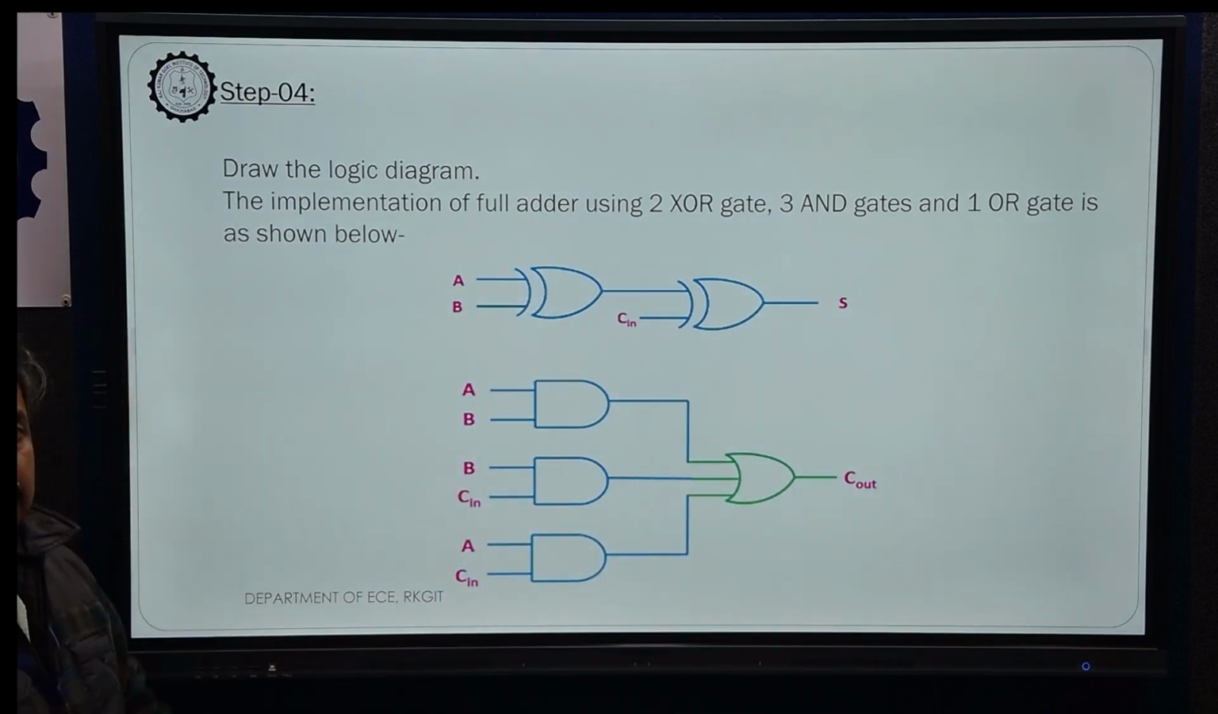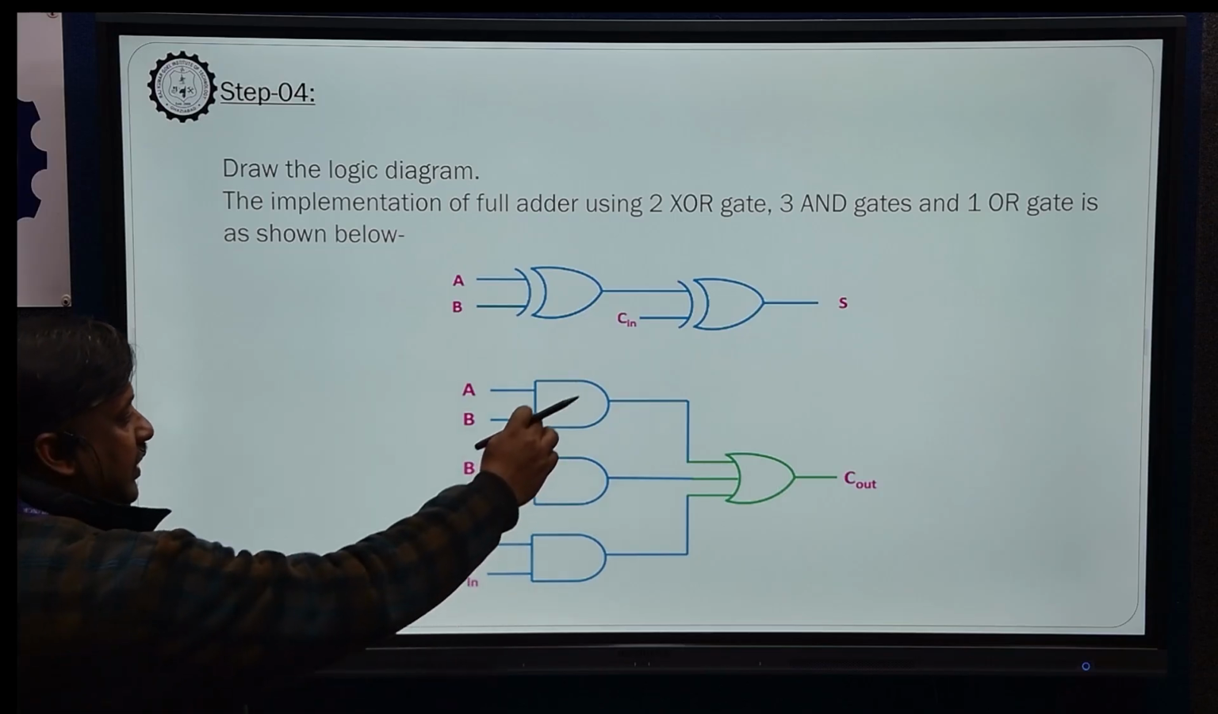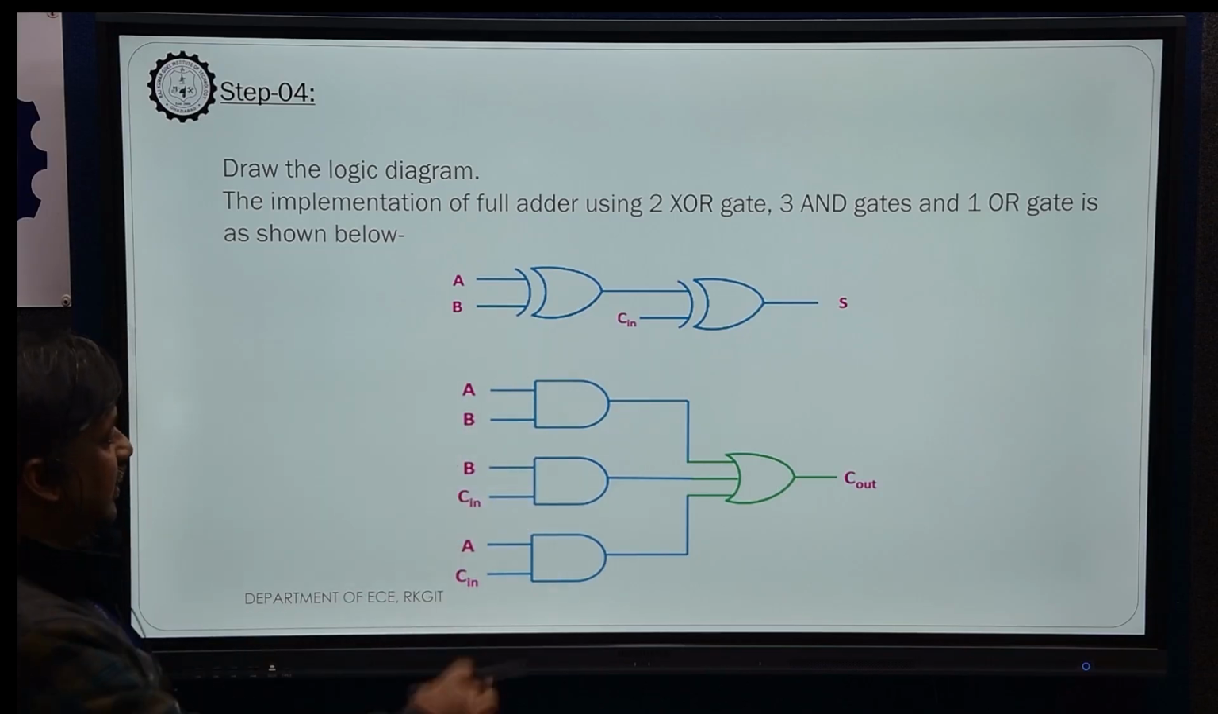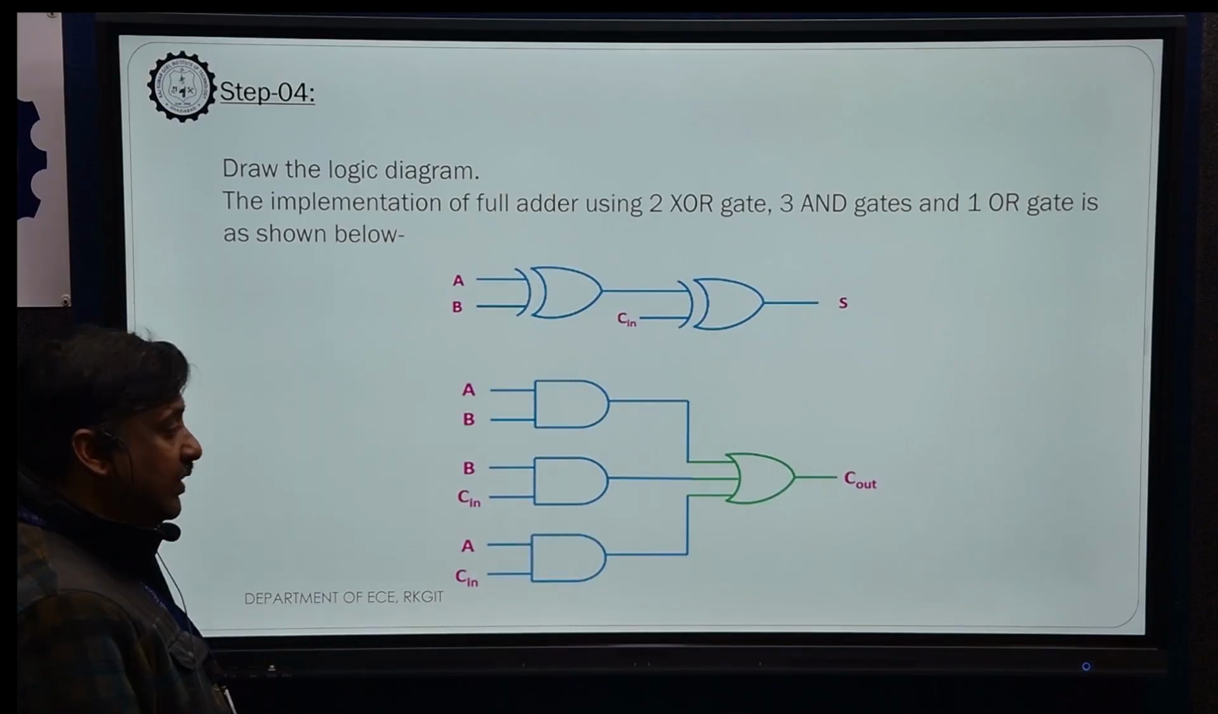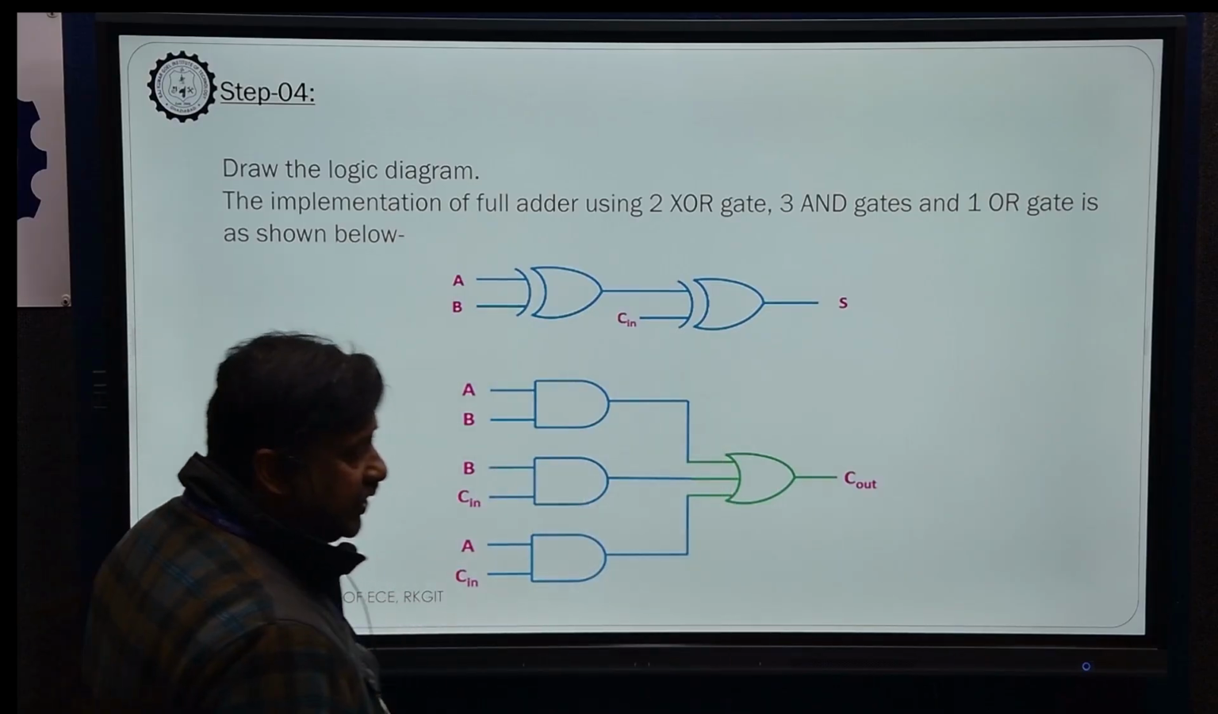Now the logic circuit for carry out: AB plus BC in plus AC in. Here we have three AND gates. The first AND gate for AB, second for BC in, and third for AC in, and these three will be added using an OR gate.